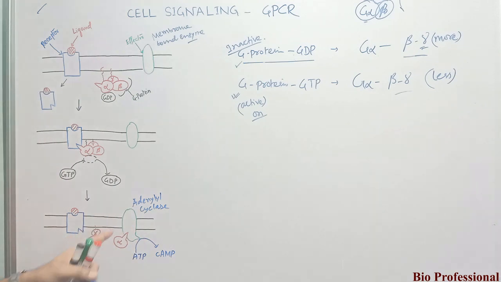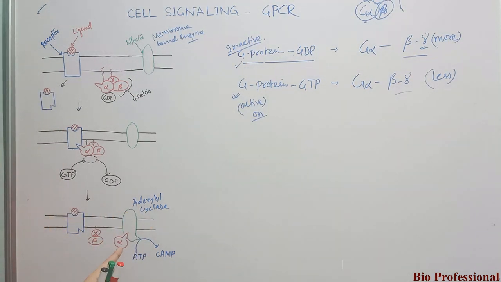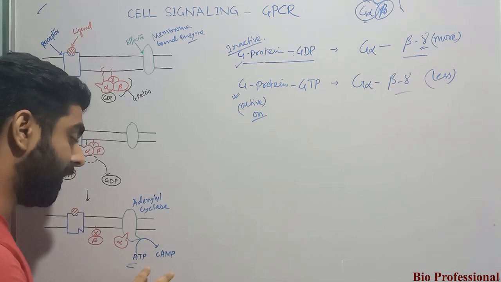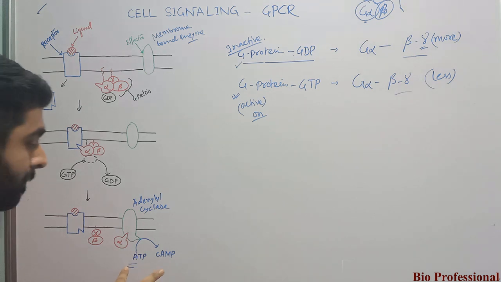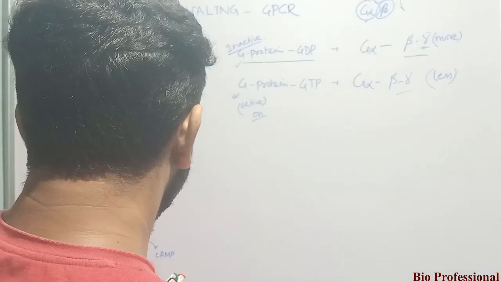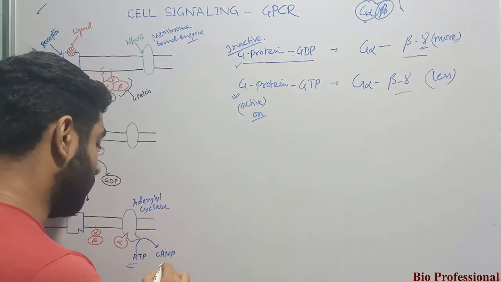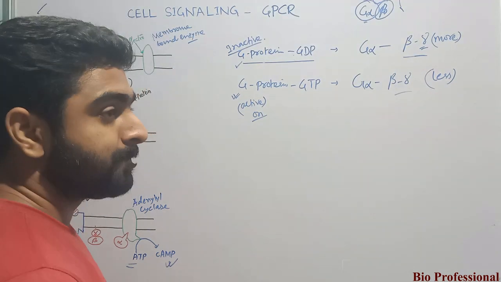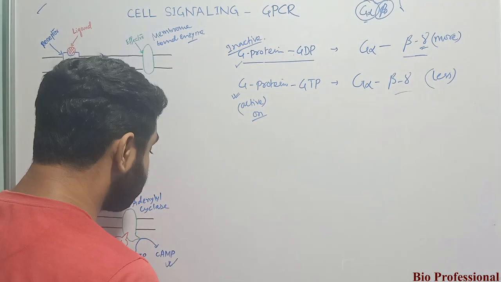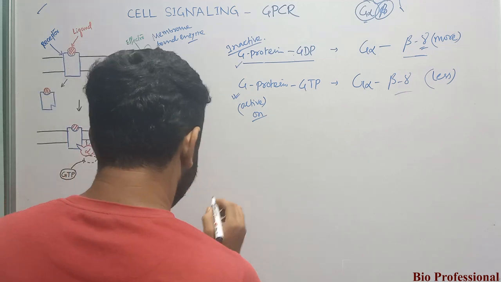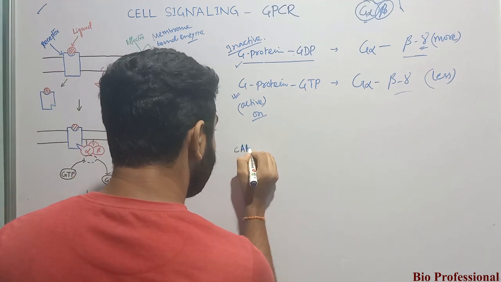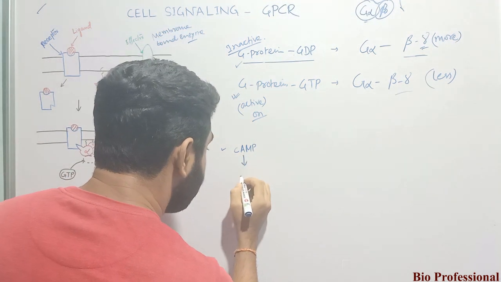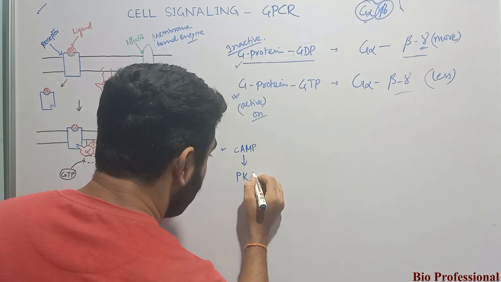This membrane bound enzyme causes the formation of cyclic AMP from ATP, right? Cyclic AMP from ATP. This cyclic AMP is present in the cytoplasm now. What will it do? This cyclic AMP in turn activates one cytosolic enzyme known as PKA.